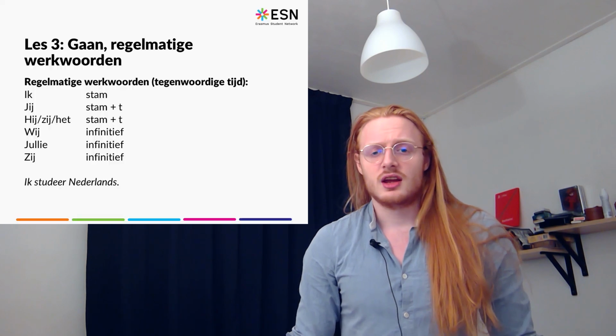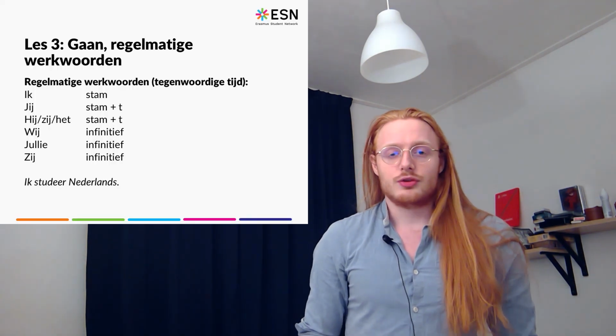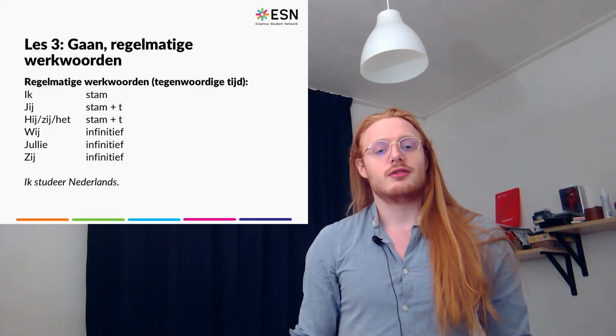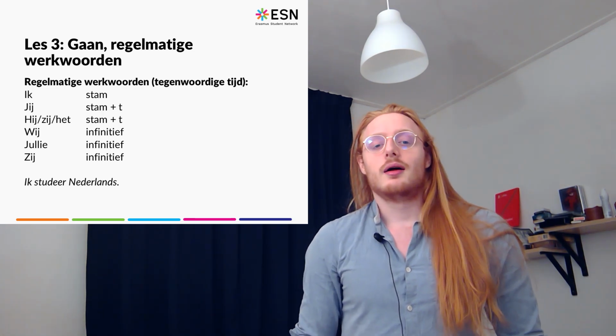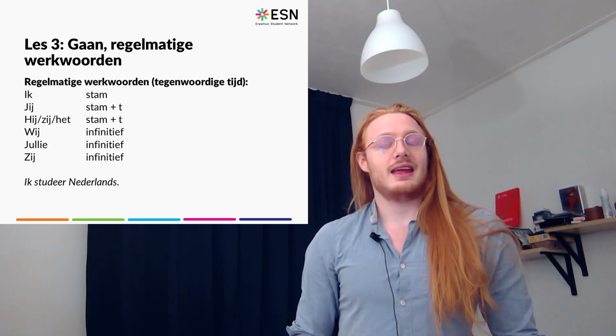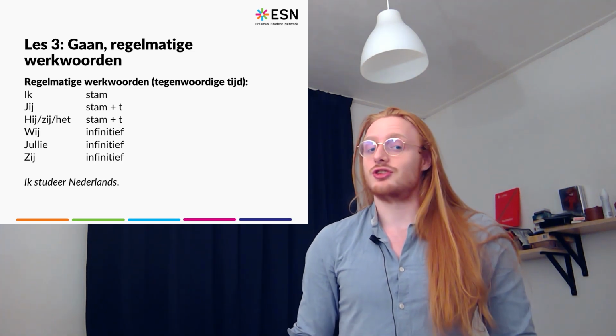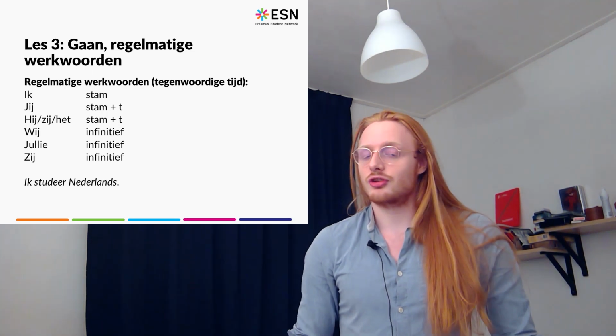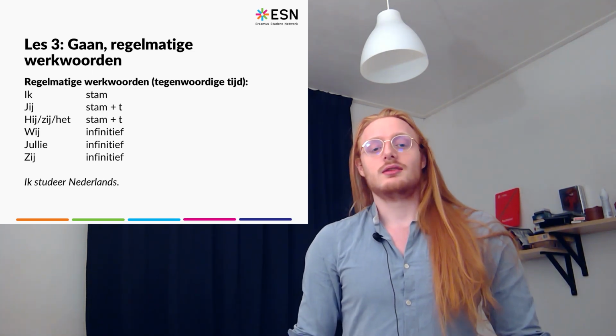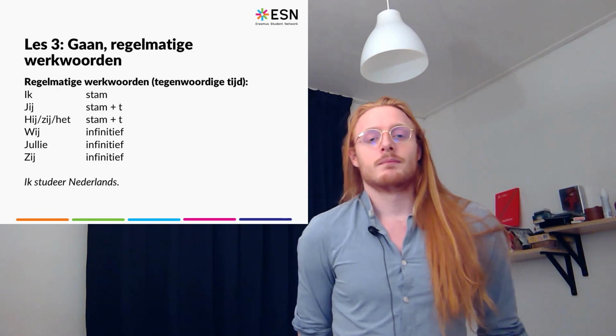All right. The most important thing that we learned in the beginner's course in the third lesson is the conjugation of the regular verbs in the present tense. How to do this, we first need to find the stem, or the stam in Dutch, of the verb. For ik, the first person singular, it is just the stem. For you, it is the stem plus t. And for he, she, it, it's also the stem plus t. And for we, it is simply the infinitive.